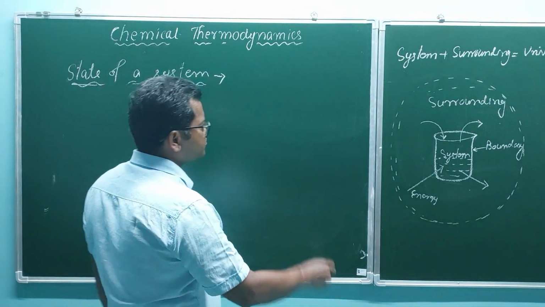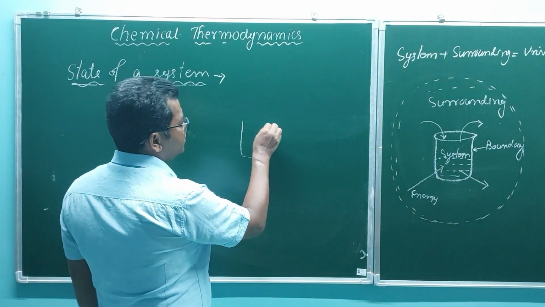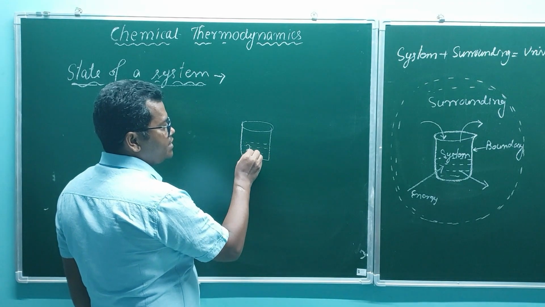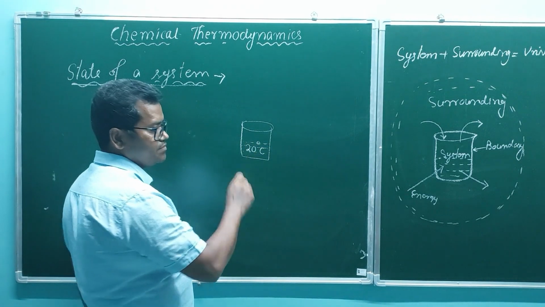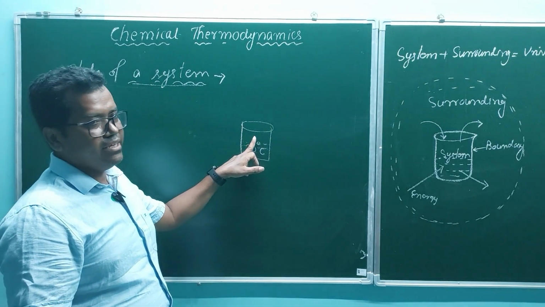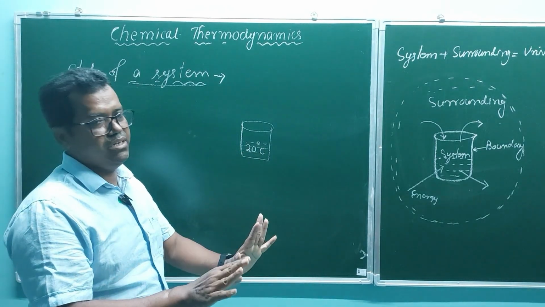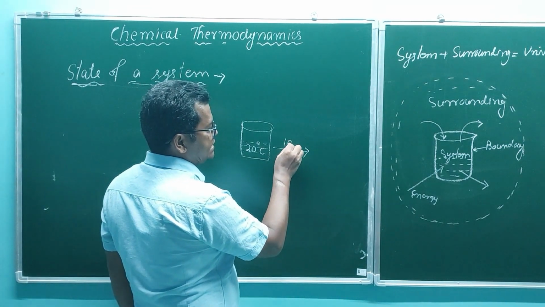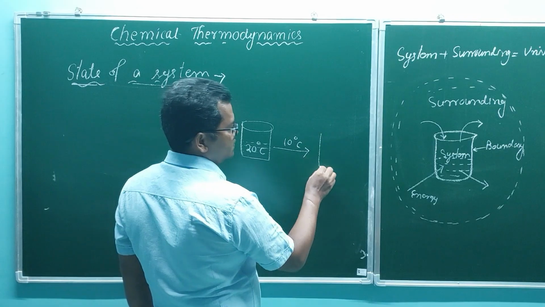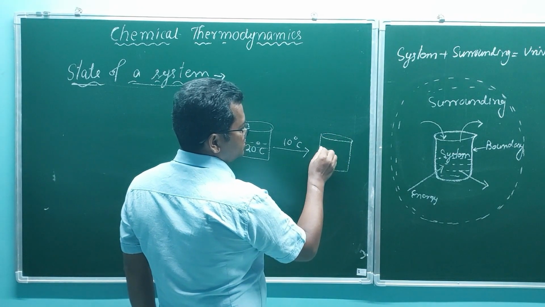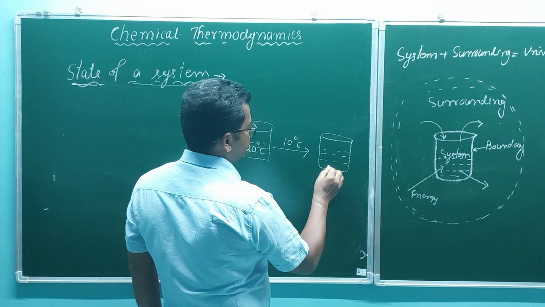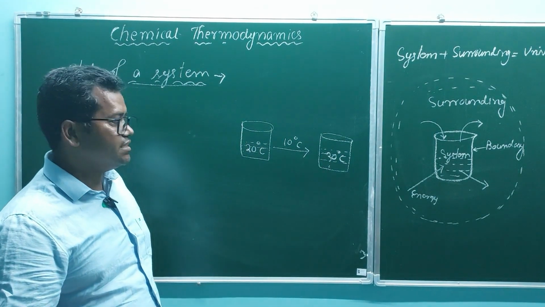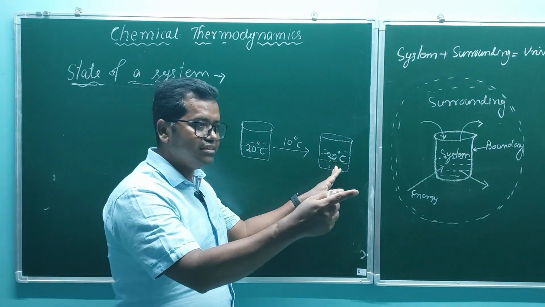For example, suppose this is a beaker containing some water and the temperature is say 20 degree. So this water has a temperature of 20 degree in a particular state. Now the temperature of the beaker is increased by 10 degree centigrade, so the temperature becomes 30 degree centigrade. So it is in another state.